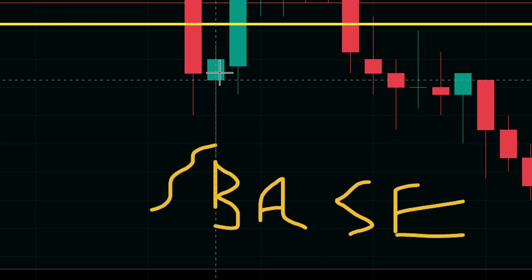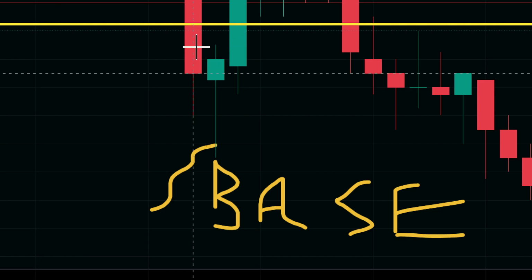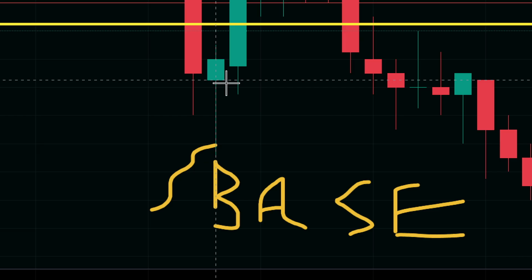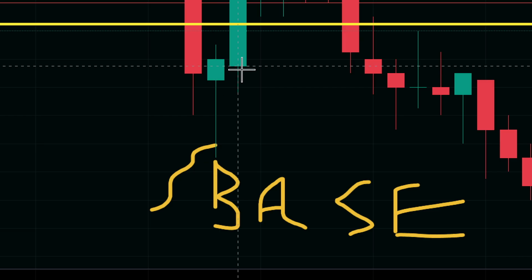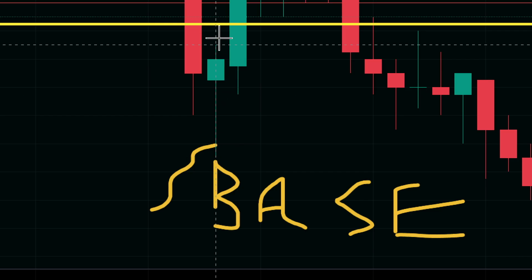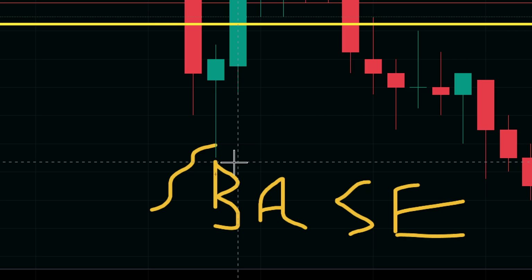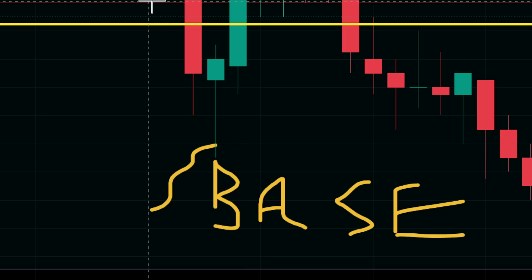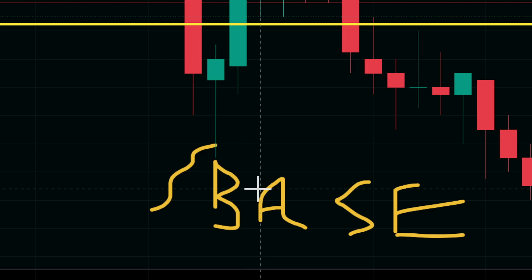Here's the basing candle, green. So here's the drop, here's the base. Which side, this candle 3, which side did it take out of the base? Well, it took out the top. So that's a rally. If it had taken out the bottom, then it would be a drop, base, drop.